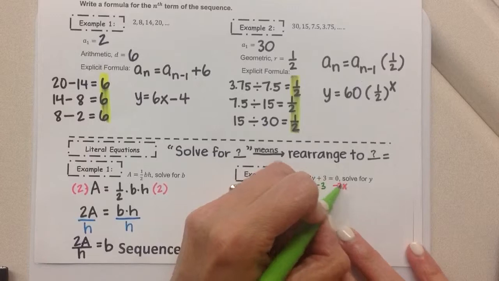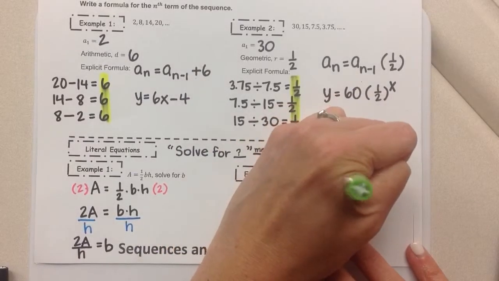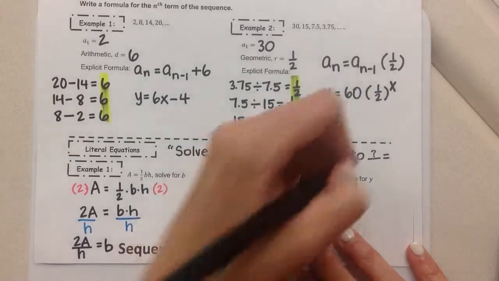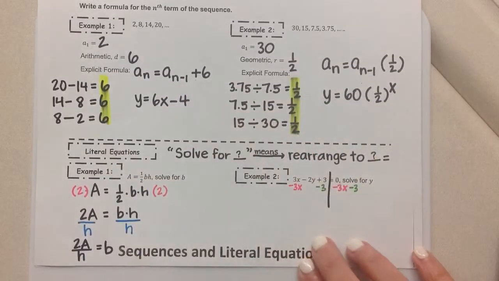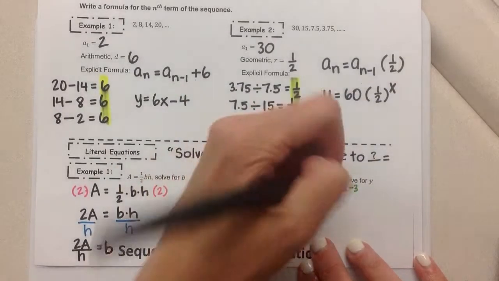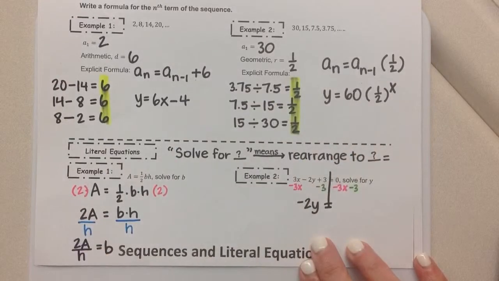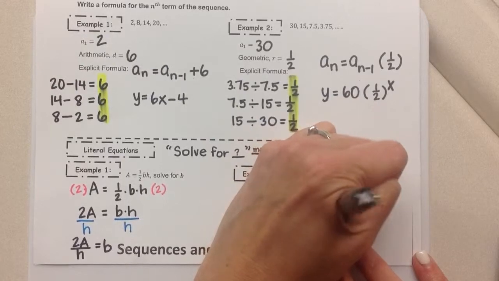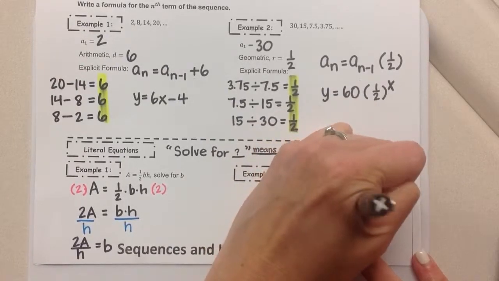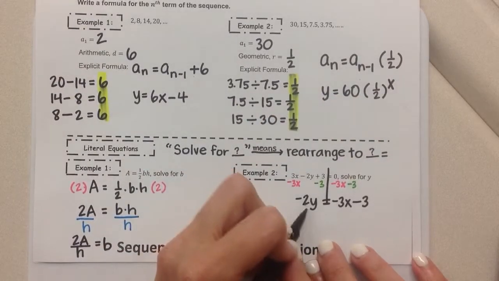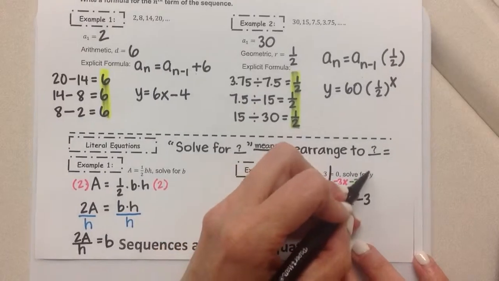And it's not going to be a like term with the negative 3x, so I'm just going to put it afterwards. I'll clean all this up because remember we're going to keep our equal sign right in the middle. So I've got negative 2y equals, and then I can't combine like terms because negative 3x and negative 3 are not like terms. So it's going to be negative 3x minus 3. And then I want to get this to 1y equals. That's what it means when it says solve for y.